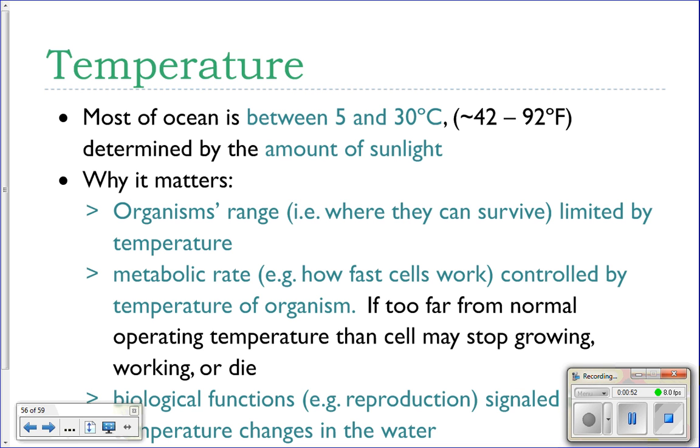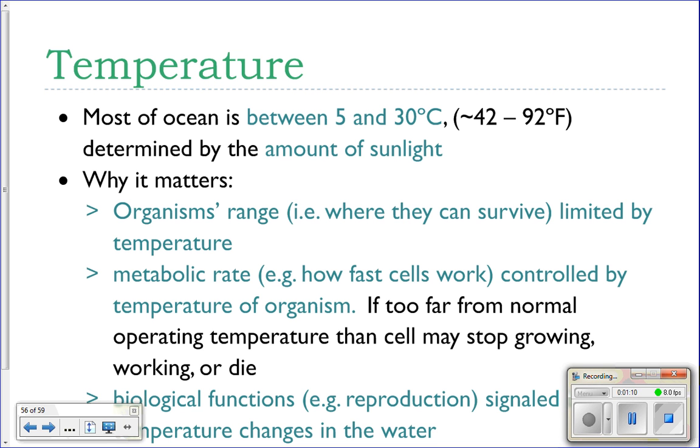Many things that live in the ocean are actually ectothermic, meaning their body temperature is determined by the surrounding water temperature. So if their body temperature is determined by the surrounding water temperature, then they have to live in a place where the water is warm enough for them to survive. So their range, or where they can live, is limited by that temperature.